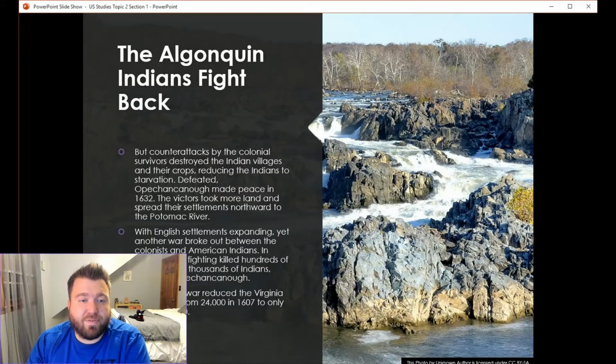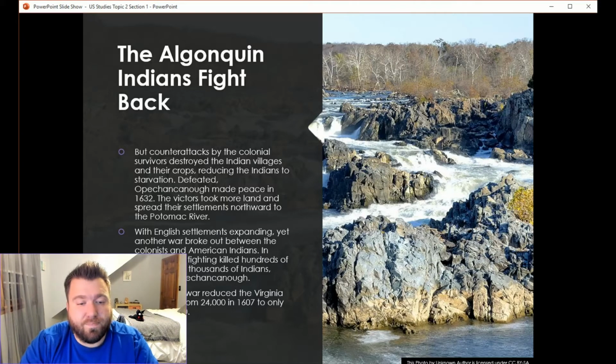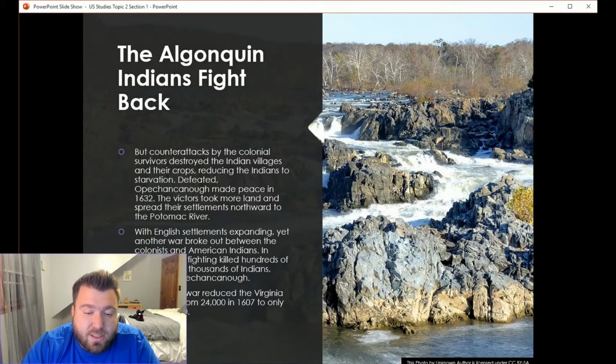The Algonquin Indians fight back, but counterattacks by the colonial survivors destroyed the Indian villages and their crops, reducing the Indians to starvation. Defeated, Opicano made peace in 1632. The victors took more land and spread their settlements northward to the Potomac River. With English settlements expanding, yet another war broke out between the colonists and American Indians. In 1644, intense fighting killed hundreds of colonists and thousands of Indians, including Opicano. Disease and war reduced the Virginia Algonquins from 24,000 in 1607 to only 2,000 by 1670.